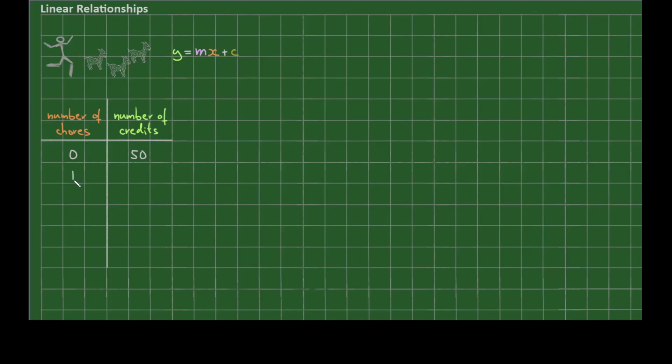So if I performed 1 chore, I would end up with 60 credits. If I performed 2, I would get 70, and so on. The information in this table that shows the relationship between the number of chores and the number of credits I received can be plotted. What goes on what axis? Well, considering that the number of credits depends on how many chores I perform, it means that the number of credits is the dependent variable that will go on the y-axis, and the number of chores is the independent variable that will go on the x-axis.